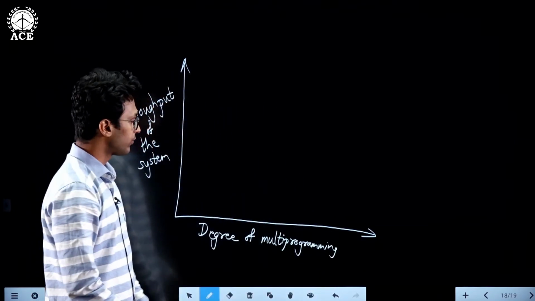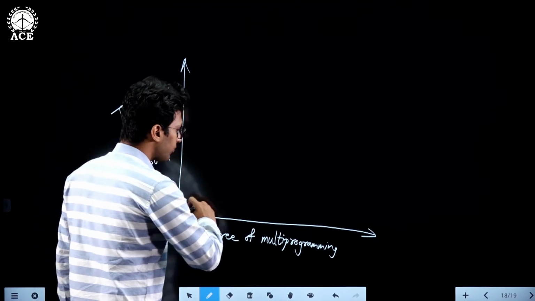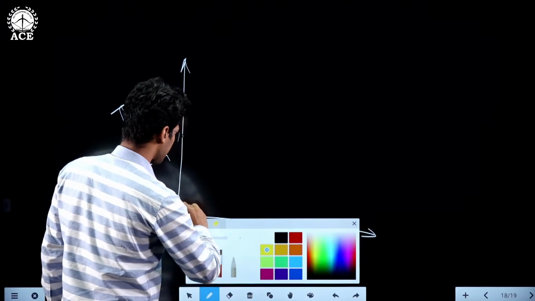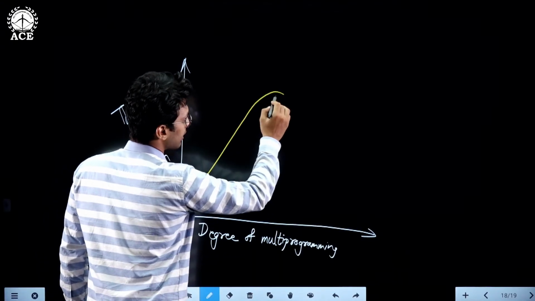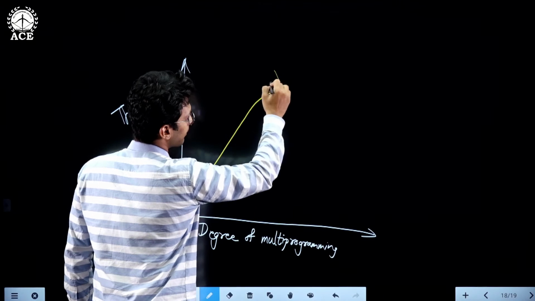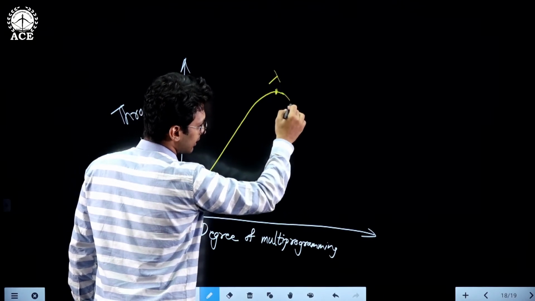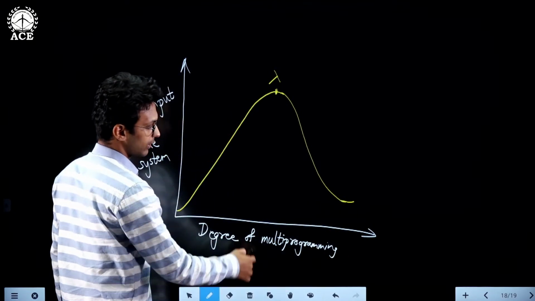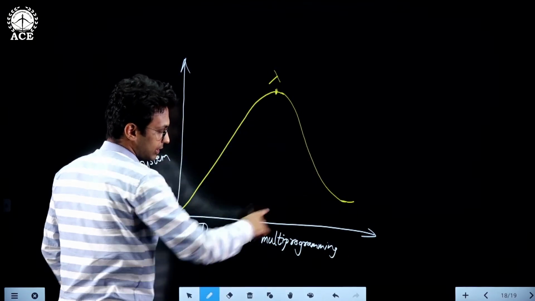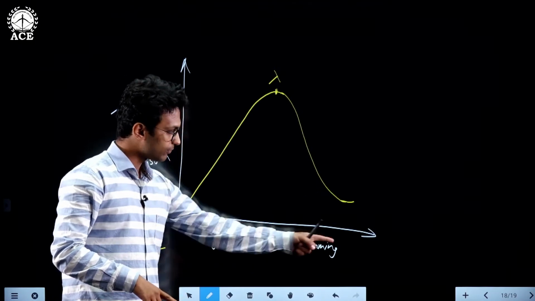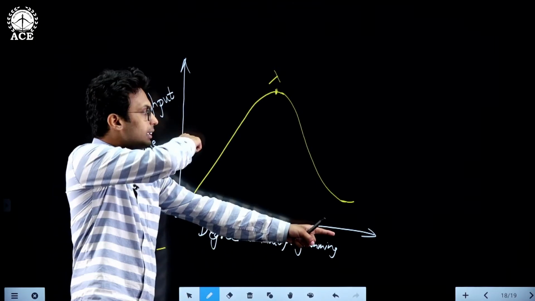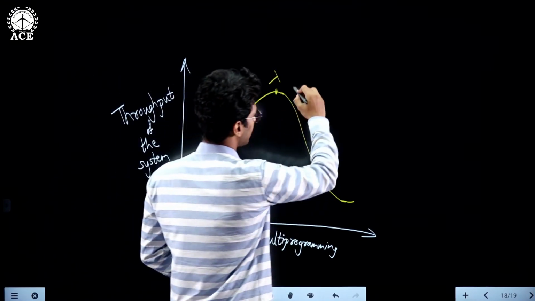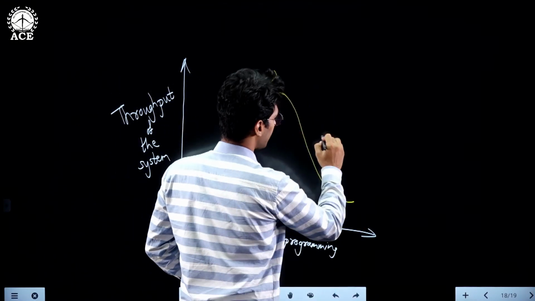Now, if you observe this, as the degree of multiprogramming increases, throughput also increases. But after some threshold, let's say lambda, the throughput keeps on decreasing when we increase the degree of multiprogramming further. At this particular stage, when we increase the degree of multiprogramming, but throughput, instead of increasing, starts to decrease, this is called thrashing.